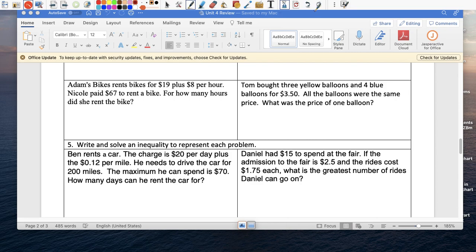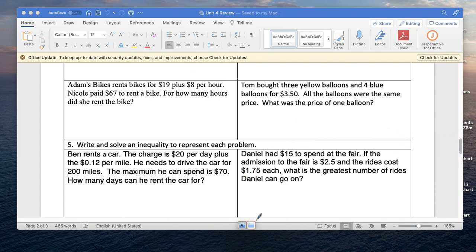Tom bought 3 yellow balloons and 4 yellow balloons for $350. All the balloons were the same price. What's the price of 1 balloon? Hang on a second. So 7 balloons times whatever the price was equals, let's call it P for price. 7 balloons times whatever the price, I paid $350. Divide both sides by 7. The price per balloon obviously was 50 dollars.